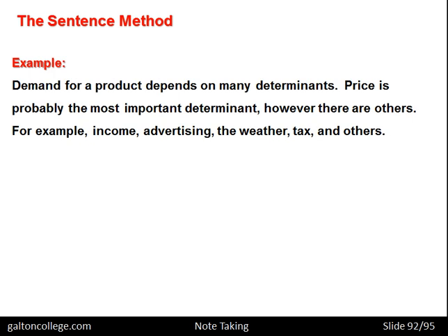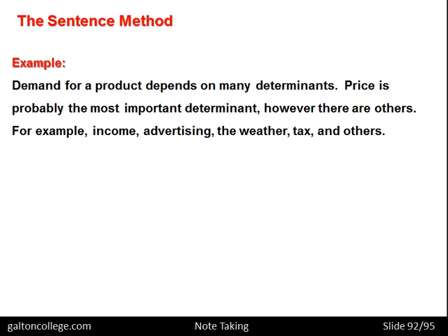In this slide, here we have perhaps a sentence given by a lecturer in a class on microeconomics. So in this case, the lecturer said that the demand for a product depends on many determinants. Price is probably the most important determinant. However, there are others. For example, income, advertising, the weather, tax, and other influences on the demand. So it's not just the price influencing the demand for a product, there are many factors.